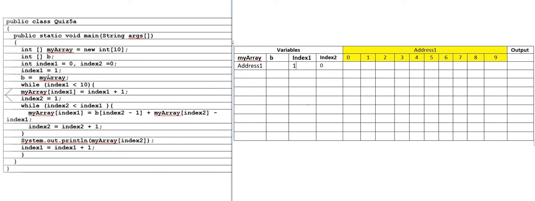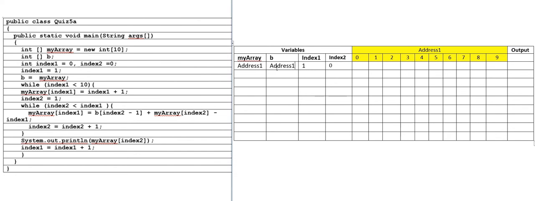Then we said that B is equal to myArray. This is an assignment operation. We're basically assigning the address of myArray to the variable B. So now B points to the same address, it also points to address 1. From the tracing we can see that address 1 is pointed to by both of the variables myArray and B. Both of them now point to this specific address.